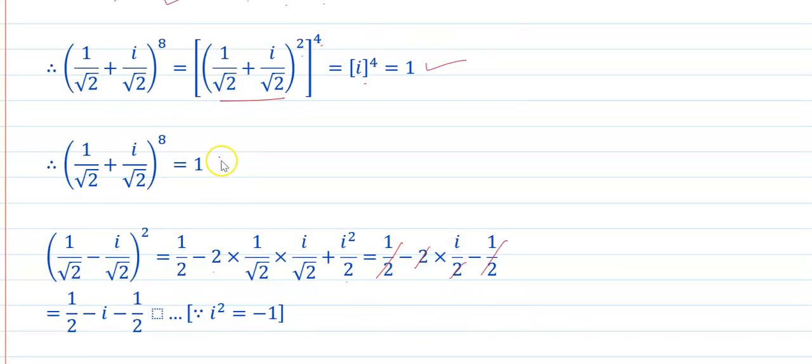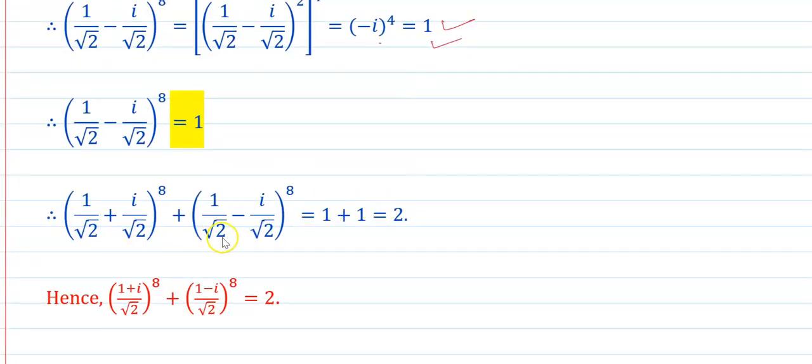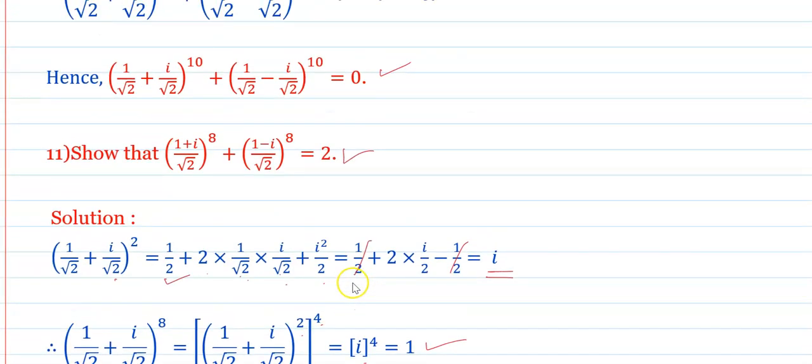It means that the value of the first bracket is 1 and the value of the second bracket is also 1, and if we add them you will get 1 plus 1, and that equals 2. And hence it is proved that ((1+i)/√2)^8 + ((1−i)/√2)^8 equals 2, and hence it is proved. Okay, again you can see here it is the same as the previous problem.